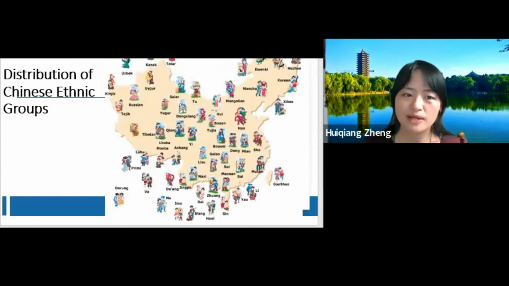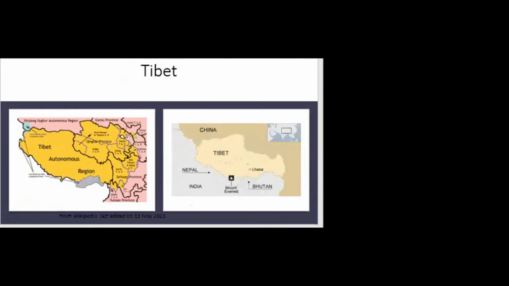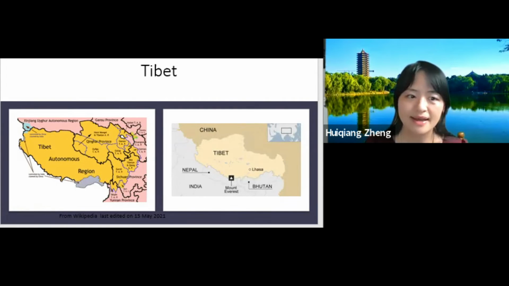This map shows you the distribution of Chinese ethnic groups. So there are in total 56. And later we will talk about the Tibetan and the Thai and the Mongolia and the Uyghur. So first, I will now talk about Tibetan.